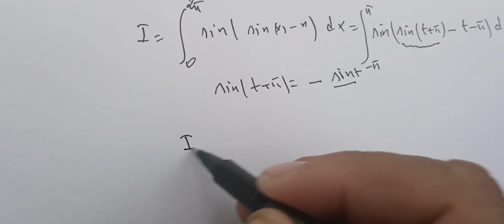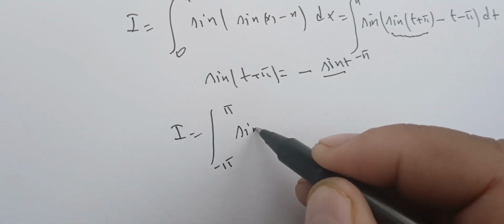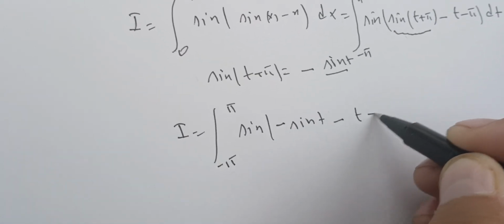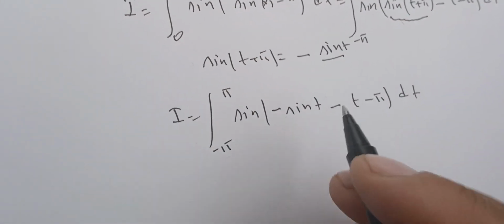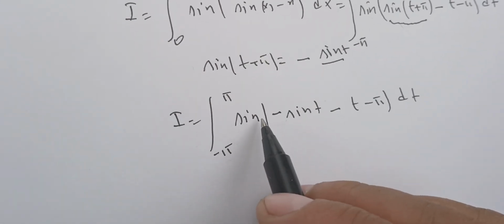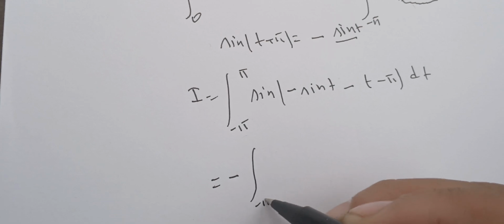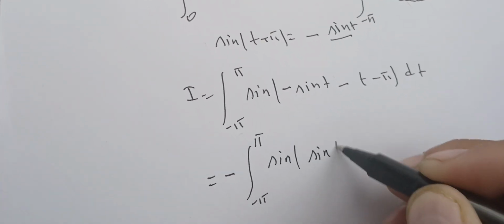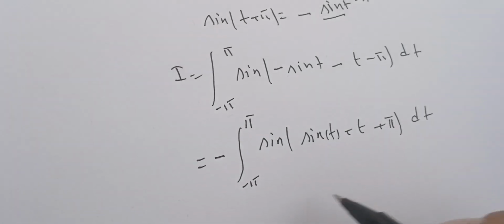First, this gives us that the integral between minus pi and pi is just the sine of minus sine of t minus pi dt. Okay? Here we can factor out this minus because sine is an odd function. So we're going to have minus the integral between minus pi and pi of sine of t plus pi dt.